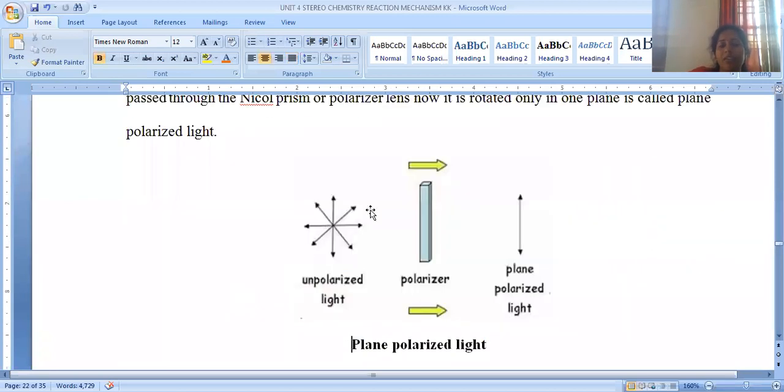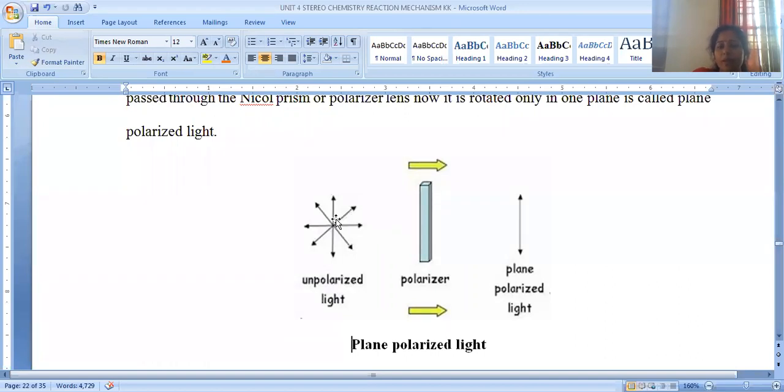Natural light has a tendency to reflect in all possible directions. Let us take one simple example. One dark room we are taking. In the dark room, when we switch on the light, that light will disperse in all possible directions of the room. The room will get illumination equally. Intensity of light will be equal throughout the room. So that is the nature of light.